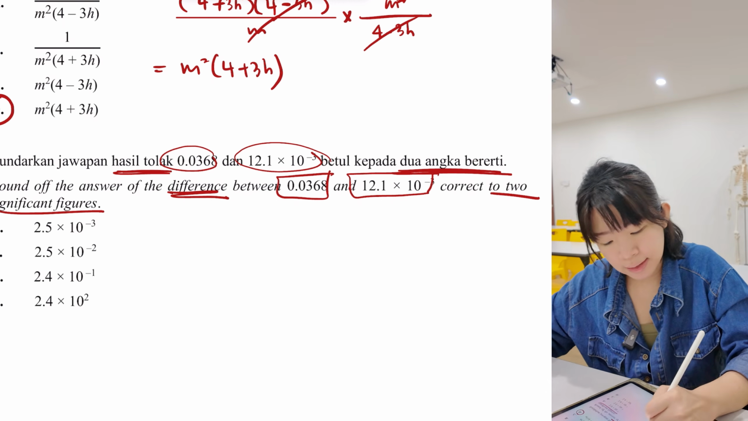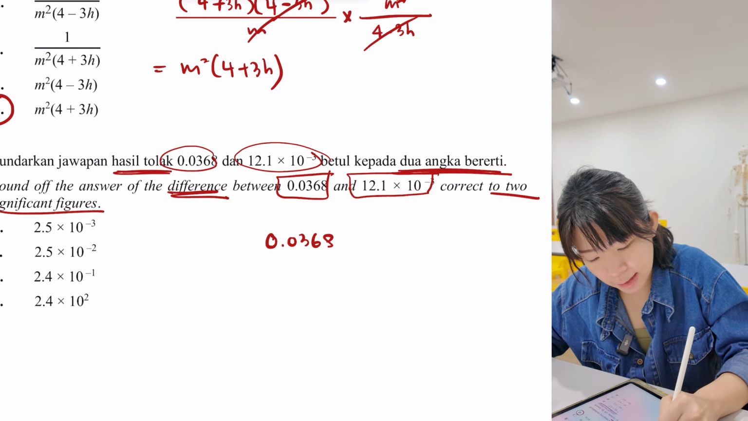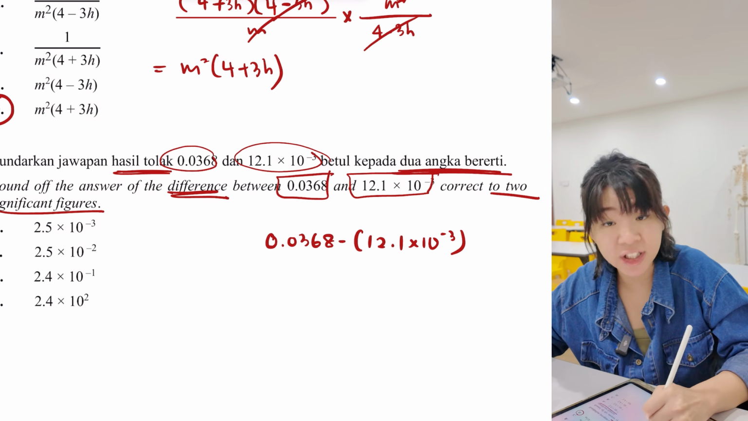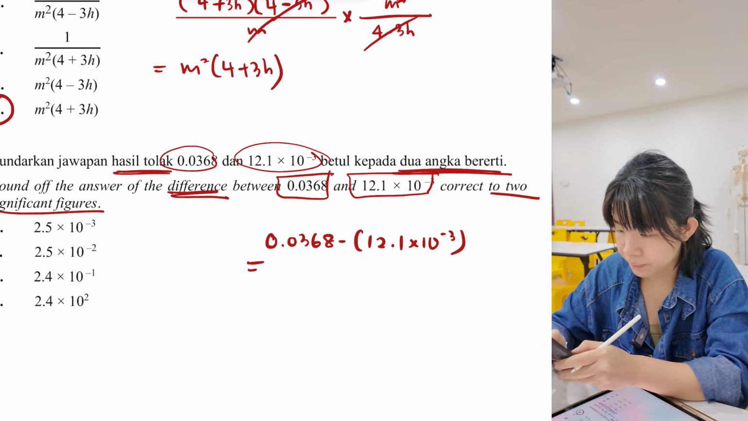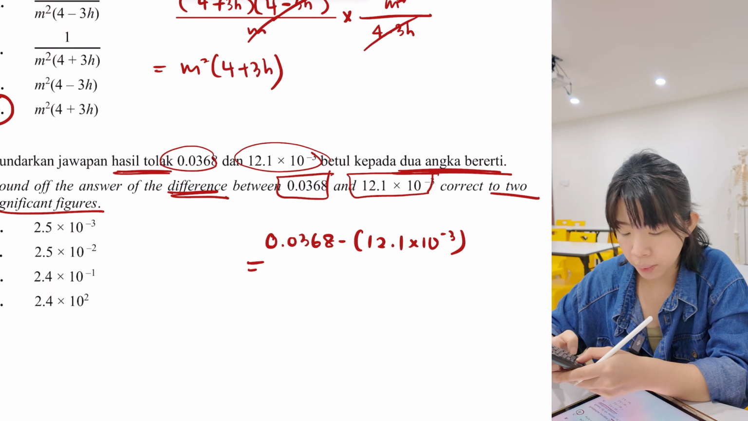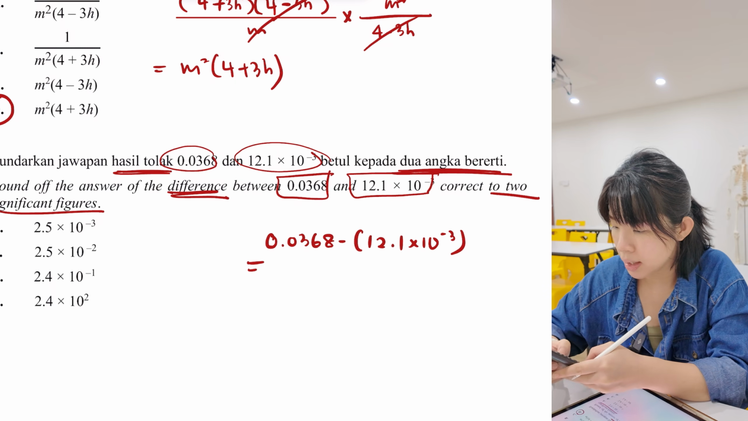Okay, so to minus 0.0368 minus 12.1 times 10 to the power of negative 3. Okay, this one you can just key in your calculator.